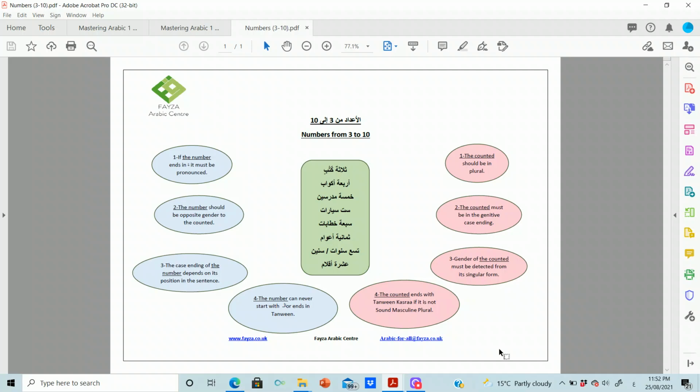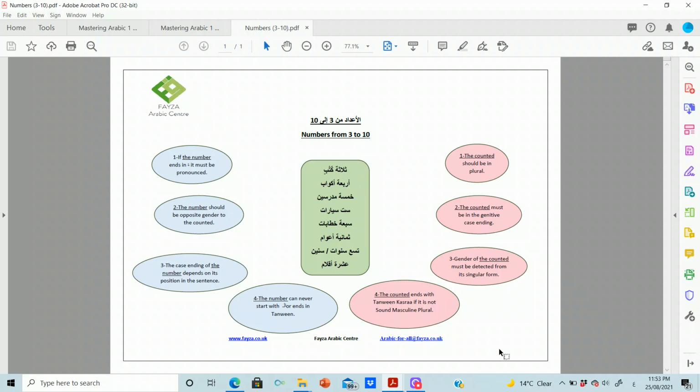The third blue circle says the case ending of the number depends on its position in the sentence. So the first word, that is the number, could be nominative, marfu', it could be accusative, mansub, or genitive, majrur, depending on the position of the word in the sentence. The last blue circle, number 4, says the number can never start with al or end in tanween. So that has to do also with the idafa structure. We have seen this before. The first word, which is the number, never starts with al, never ends with tanween.